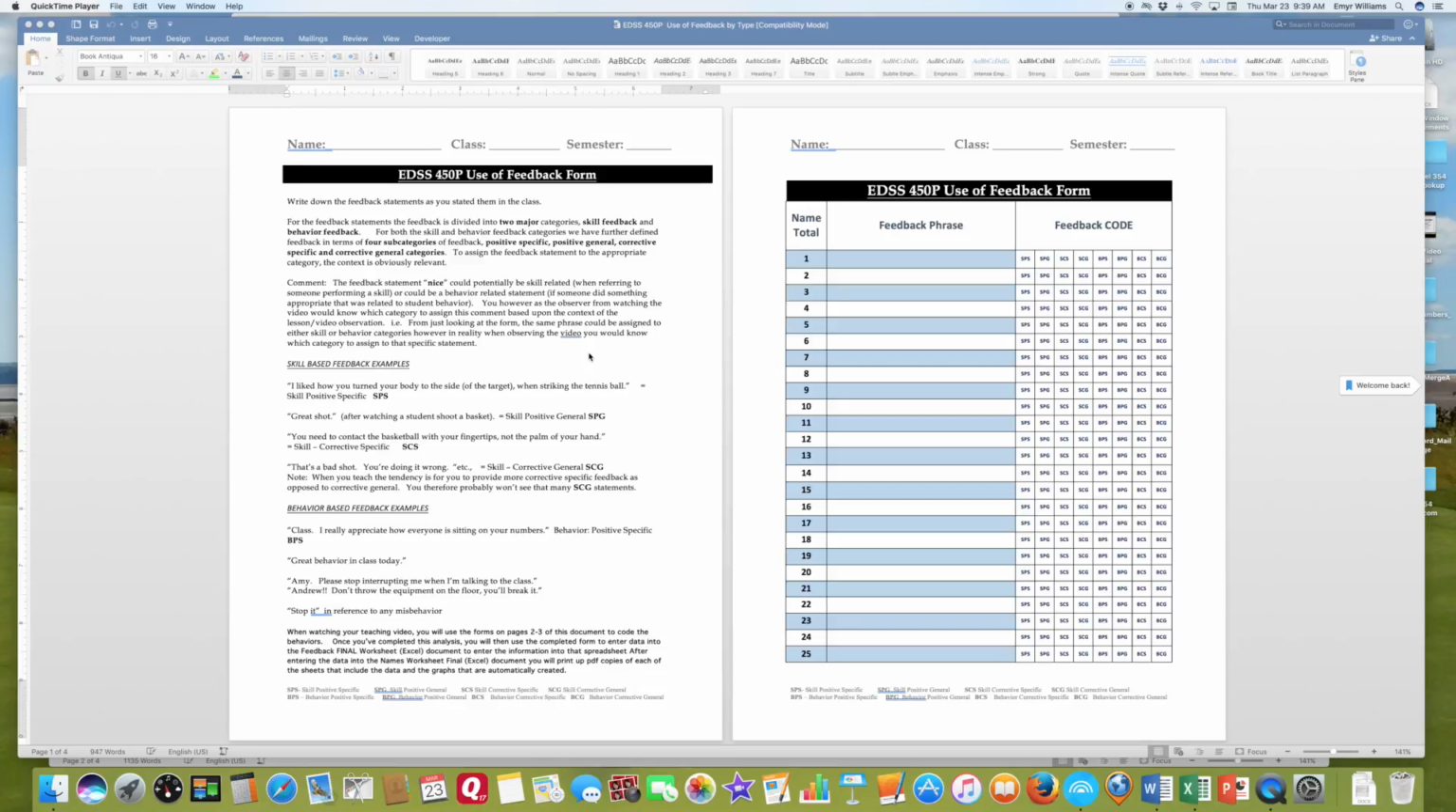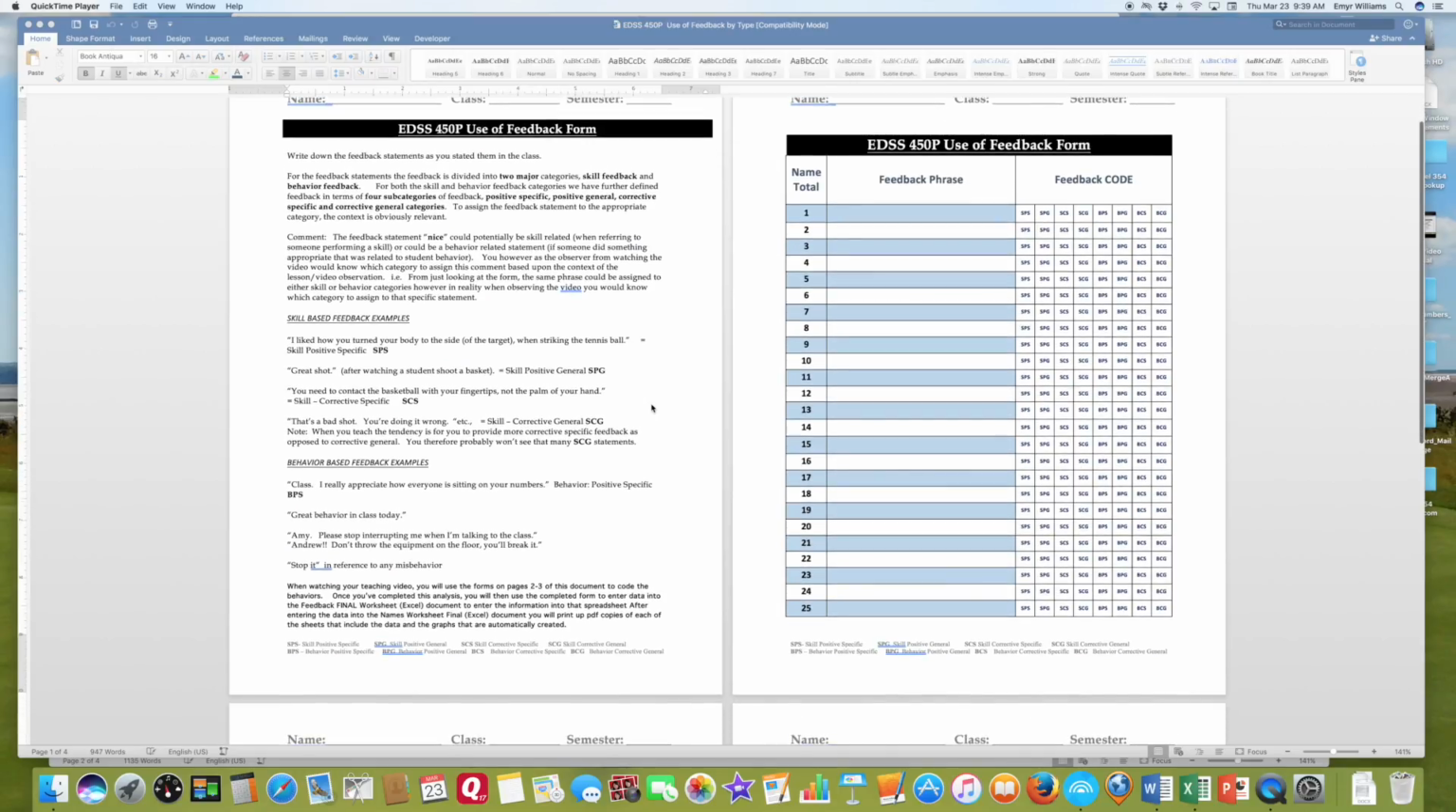However, from looking at the sheet when you complete it, you wouldn't be able to figure that out. But that's kind of irrelevant. It's the watching of the videotape that is important to determining the specific context of the feedback. So you have these different types of feedback statements.